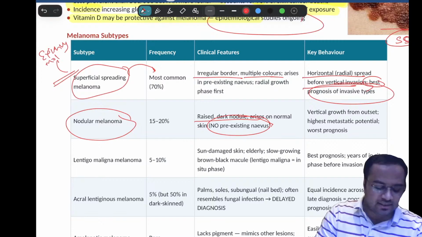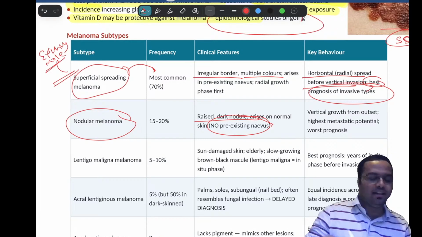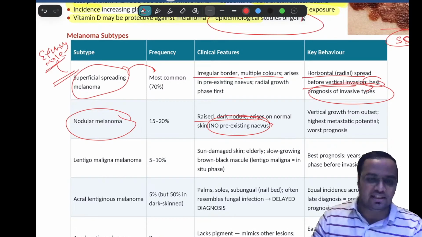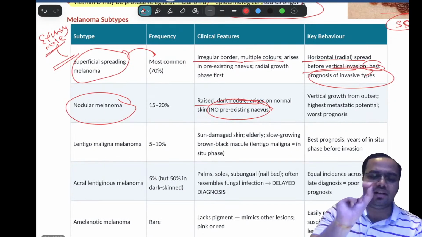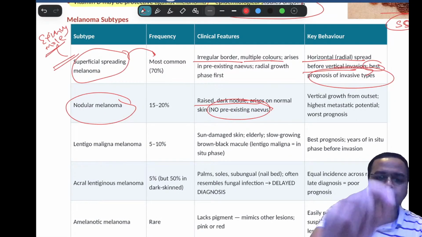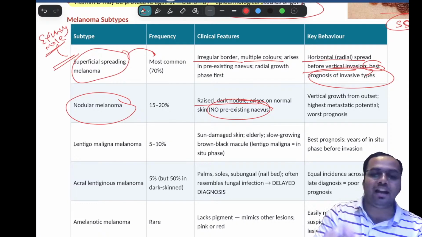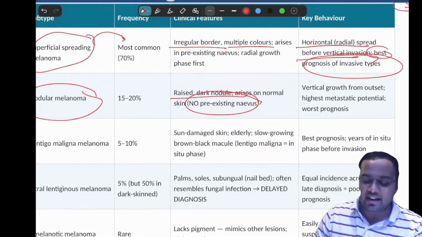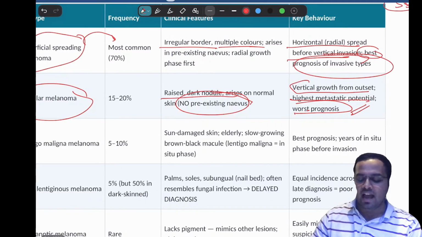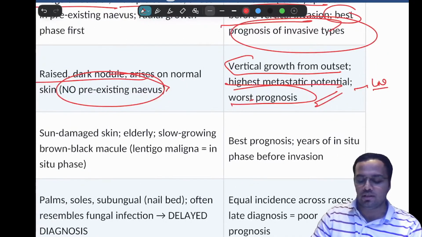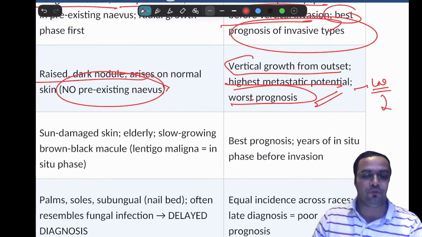So existing mole, if it is present, the malignancy which is going to be formed from this lesion is going to be a superficial spreading type of melanoma. And a sudden appearing, new onset nodule which looks like a mole but is growing rapidly is a nodular melanoma. It has vertical growth, the highest malignant potential and worst prognosis, and this typically goes for lymph nodes. It is going to metastasize to the lymph nodes.